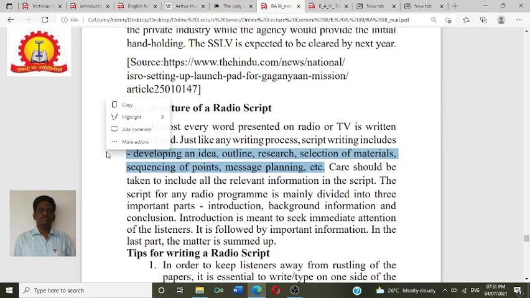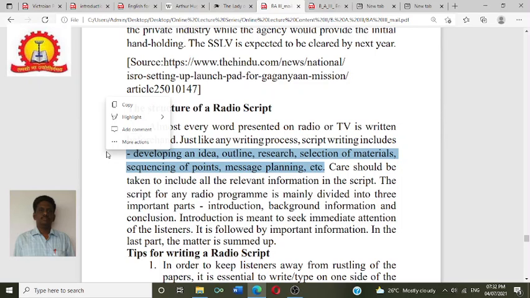So care should be taken to include all the relevant information in the script. The script for any radio program is mainly divided into three important parts: introduction, background information, and conclusion. Of course, yes, and this is the same with the news media also. There is always the introduction, there is always the background information, and there is always the conclusion.